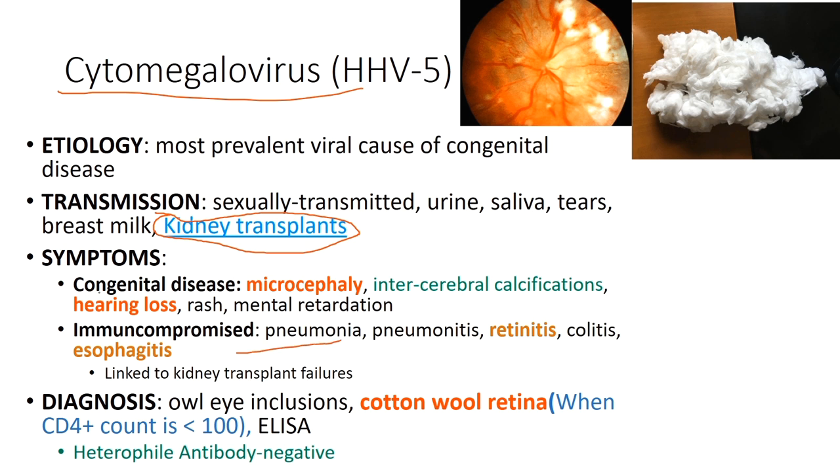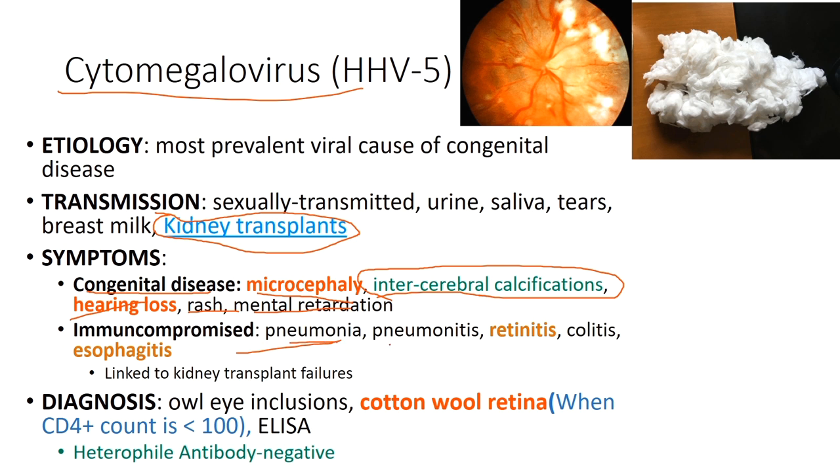So the symptoms for this kind of depend. For a congenital disease, it can cause microcephaly, similar to Zika. Intracerebral calcification, similar to varicella zoster or chickenpox. Hearing loss, similar to rubella, and a rash and mental retardation can also show up with this.